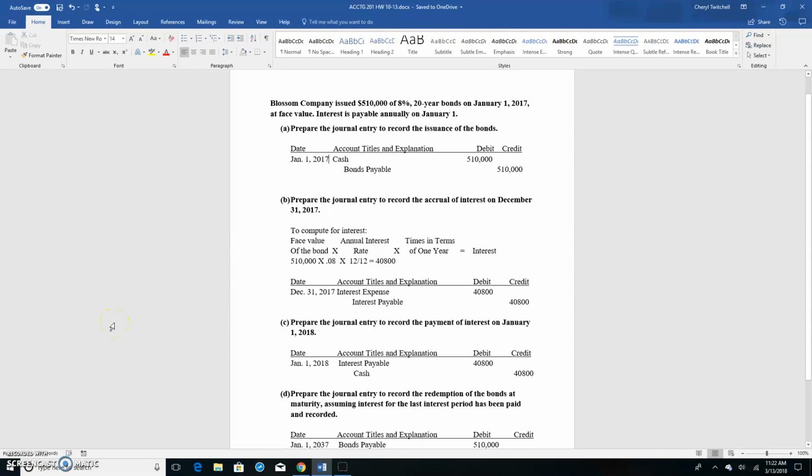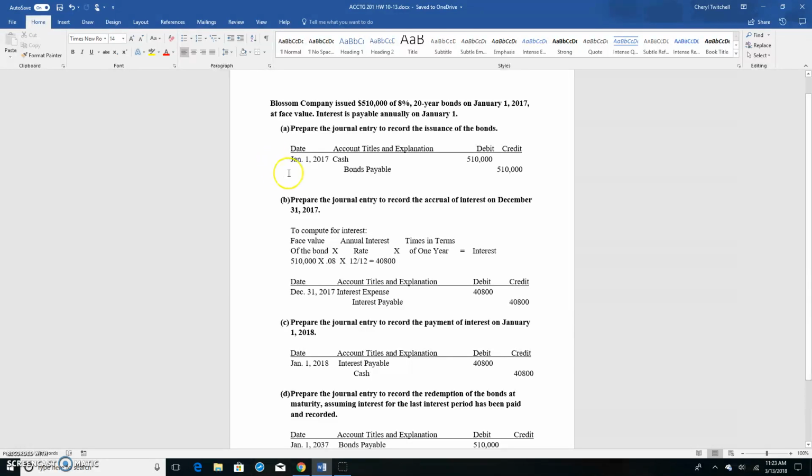This is homework problem, chapter 10, number 13, and it's pretty straightforward. The problem states Blossom Company issued $510,000 of 8% 20-year bonds on January 1st, 2017 at face value. Interest is payable annually on January 1st. So the first part says prepare the journal entry to record the issuance of the bonds.